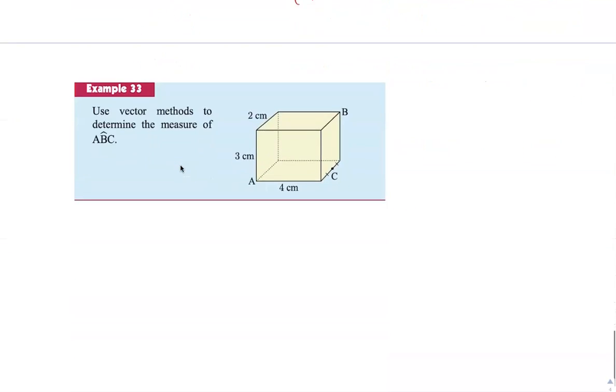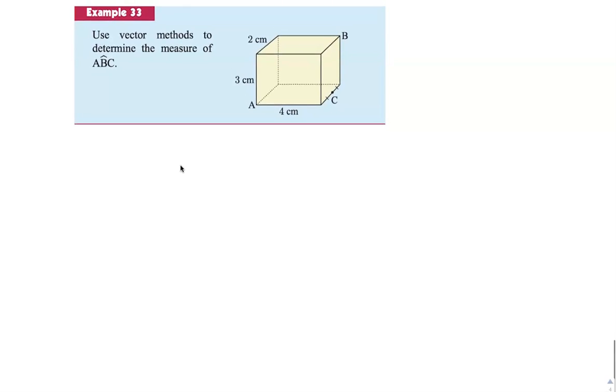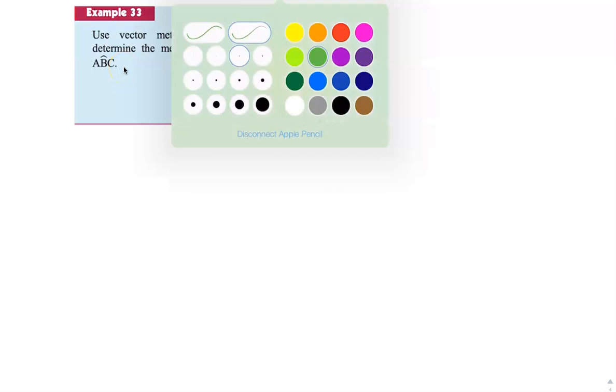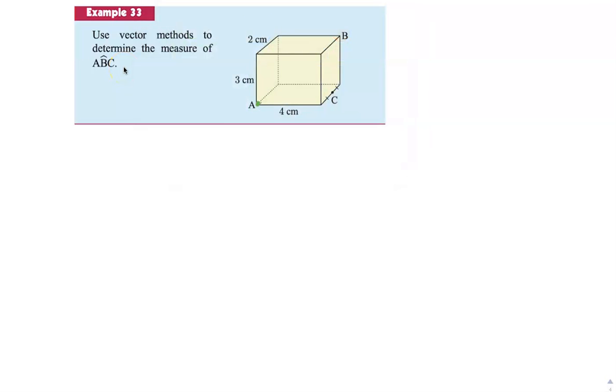Now let's do this last one here. This one's a little involved. So use vector methods to determine the measure of angle ABC. So we're talking about from A to this B over here, and then all the way to C. So they want this angle right there.